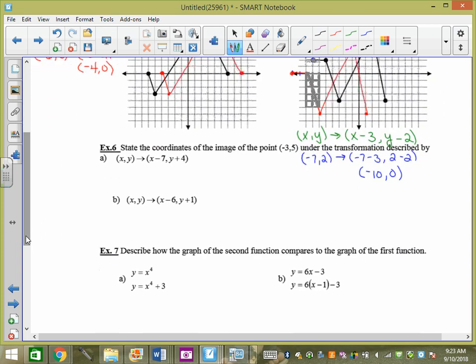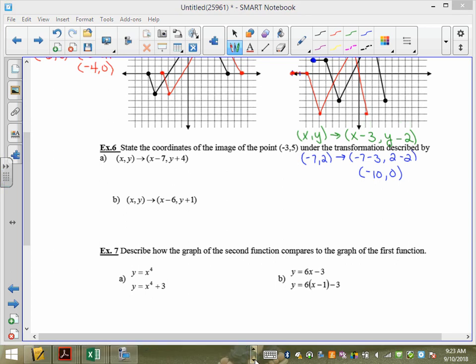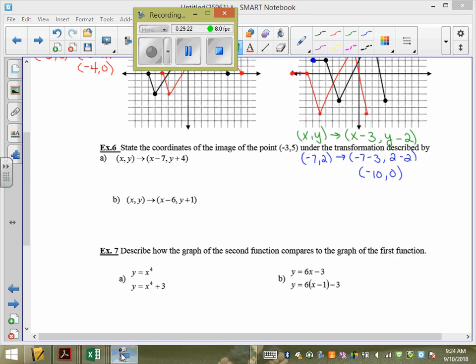For example 6, what I want you guys to do is give me the new point using the mapping they gave you, and I want you to state the transformations. So horizontal translation, blah, vertical translation, blah, okay? So I want the new point, and I want you to actually state the transformations from the mapping and see if you can do that. Because sometimes they'll give you mapping and ask you for the transformation. See if you know what to do.